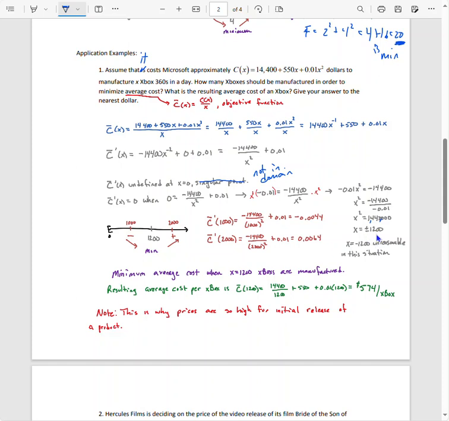So our minimum average cost is when x equals 1,200 Xboxes are manufactured. The resulting average cost per Xbox is C bar at 1,200. I evaluate it here, and it's $574 per Xbox 360. This is exactly why the prices are so high for the initial release of a product, right? In order for them to keep their costs as low as possible, they have to increase the price. It's just the way it goes. They have to cover their costs early on.